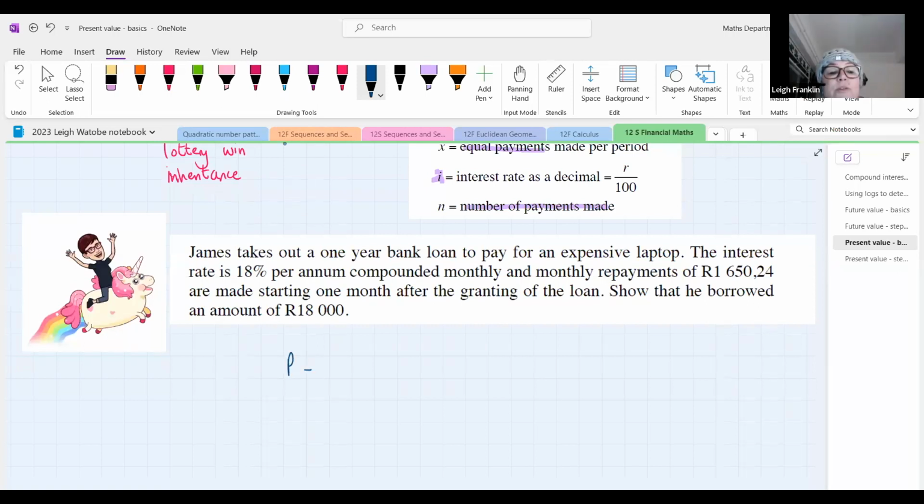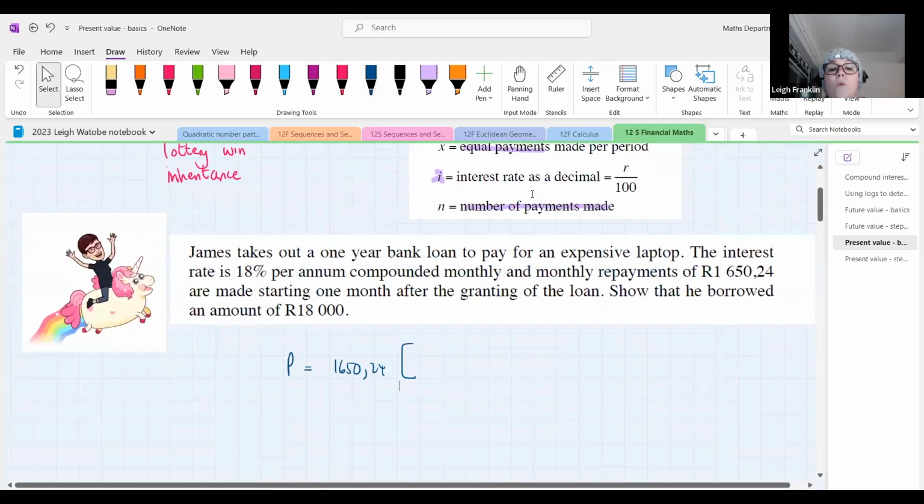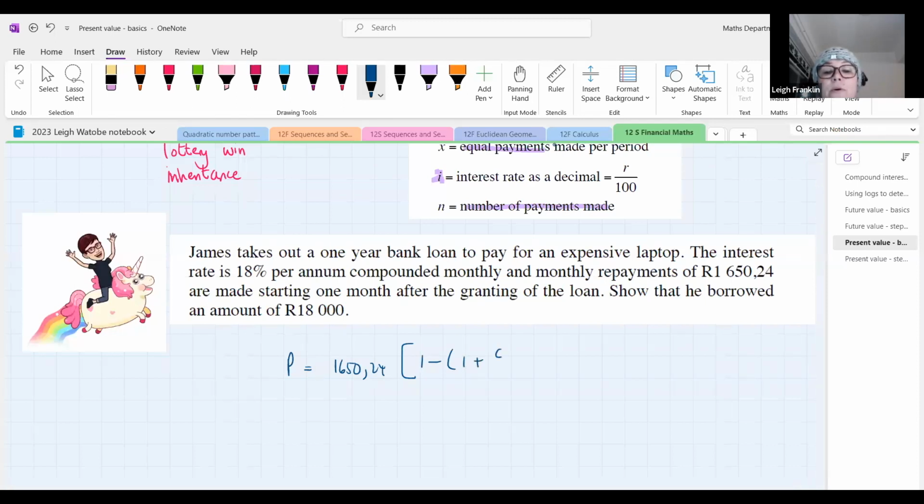This is really simple. Present value, we're just going to substitute in there. X is 1650.24. Subbing into our formula, we've got 1 minus 1 plus 0.18 over 12, the number of payments that he is going to make. So it's for 1 year.